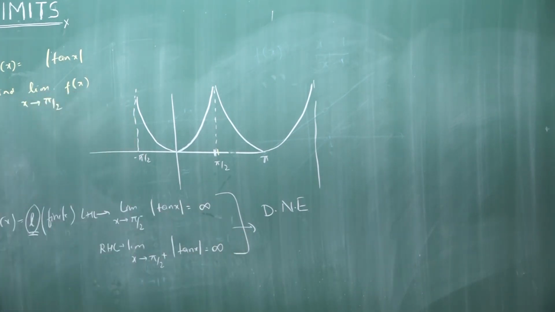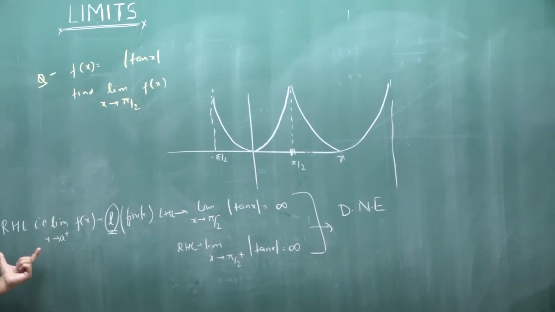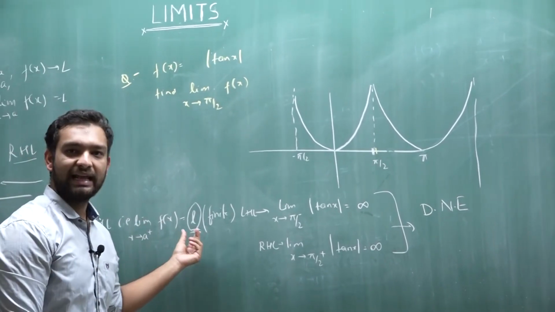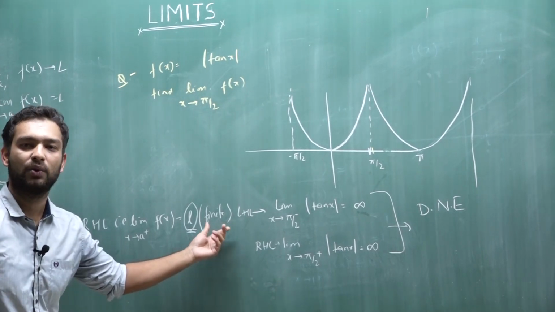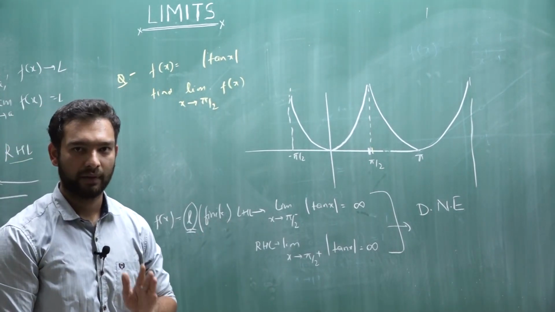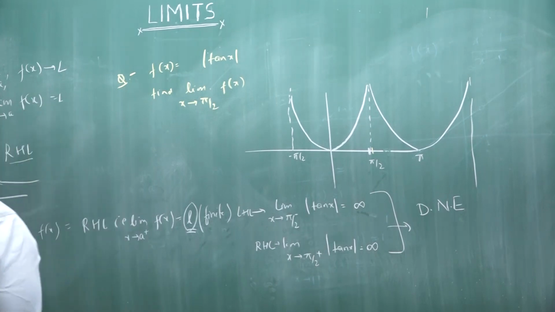Okay, so this is your third point, that for the limit to exist, your left hand limit and right hand limit, first of all both must be equal. Second thing, the value of the limit must always be a finite quantity. Got it? Okay. Moving on.